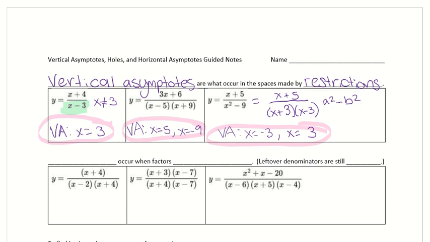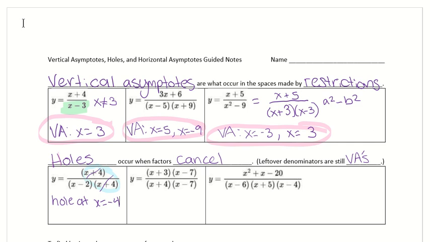But sometimes something weird can happen. We also get something called holes. We get holes in our graph. And holes occur when factors cancel. And I just want to note that any leftover denominators are still vertical asymptotes. So let's take a look at this first example. You'll notice that these factors cancel. We can say goodbye to both of these. So that restriction happens at negative 4, and that means that there's going to be a hole at x equals negative 4.